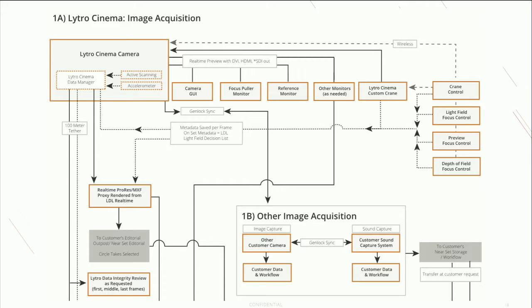So we start off here, you have the Lytro Cinema camera. Now, in order to make sure that you have the same experience that you would have from a traditional standpoint with a regular cinema camera, we want to make sure you have a real-time preview of everything that you're seeing. So, in order to achieve that, you have the actual GUI, of course. You also have now a focus puller monitor, you've got your reference monitor, we have a whole bunch of other taps and outputs in any number of different formats if you want to do SDI, DVI, HDMI, whatever you want. And everything is on a wireless control system.